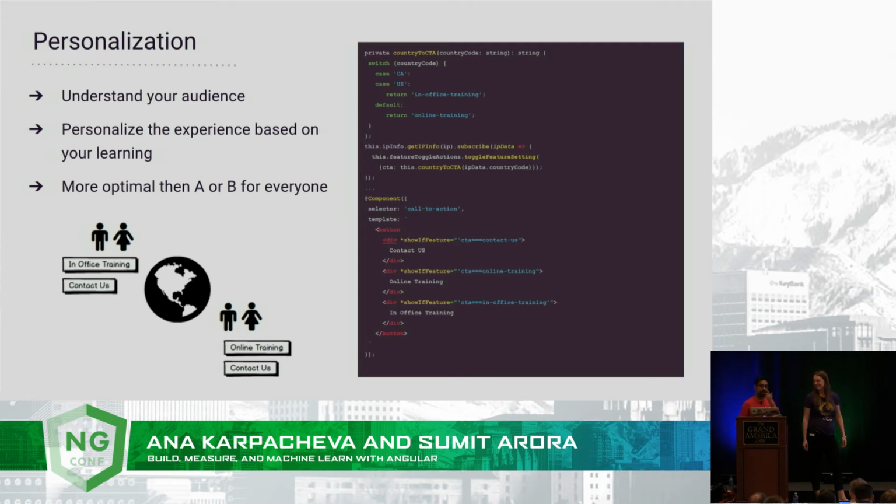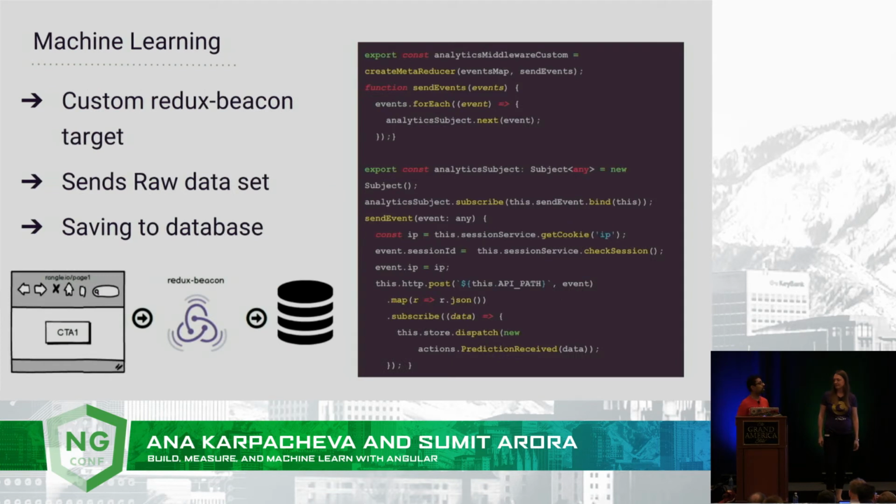So remember, in Redux Beacon, you can create your own custom targets. So what I have done is, I've created a custom endpoint to send my Redux Beacon data to a custom endpoint and saving that data into a database, which I will use to train a predictive model and do the predictions later.